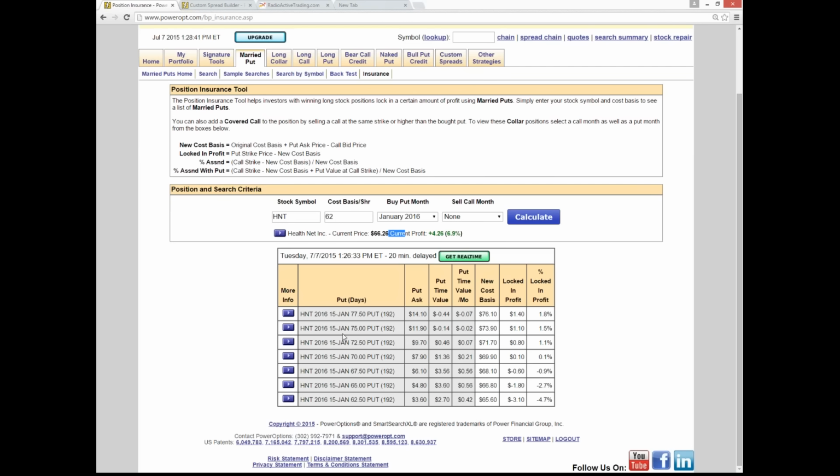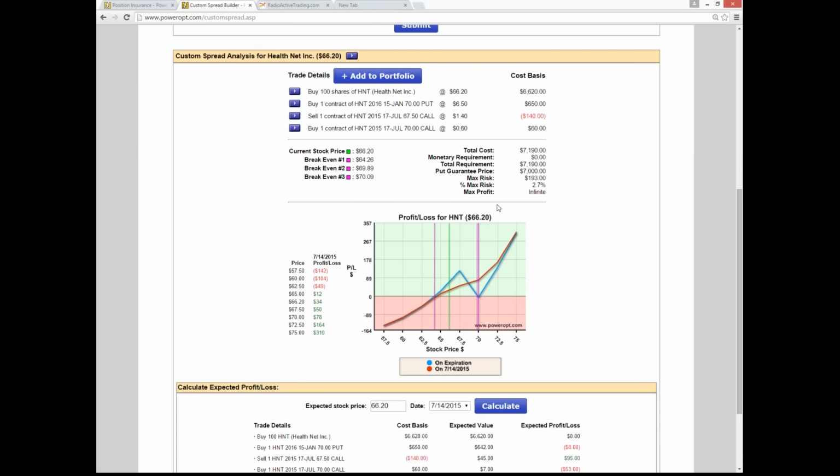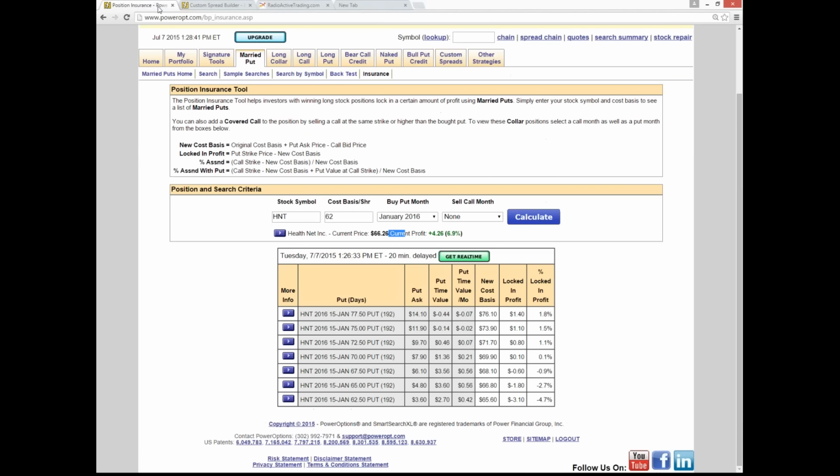Now, I could buy that same put. Which put were we looking at there? Again, I forget. It was the 70 put, my apologies. So look what happens now. I take that same 70 put at 7.90, and I go ahead and buy this put now. So my cost basis would be 69.90. But I'm buying a 70 put.